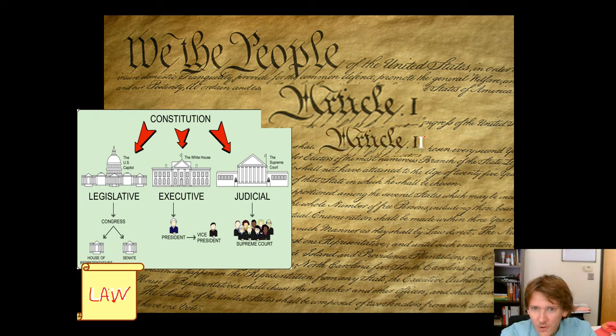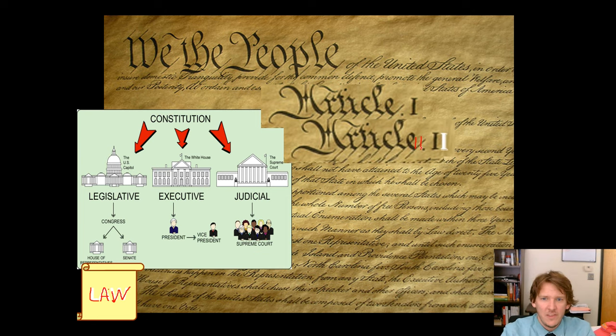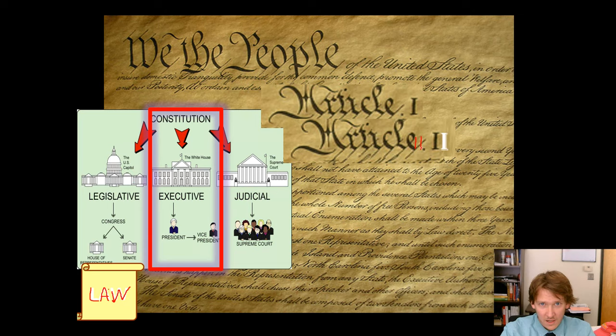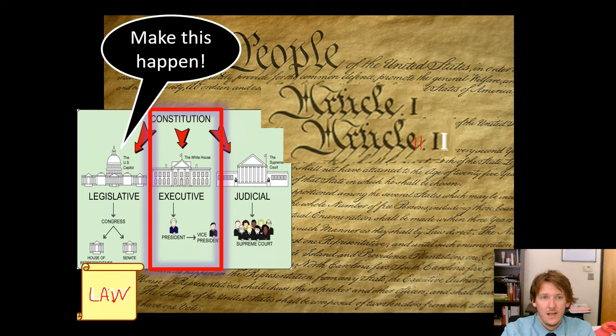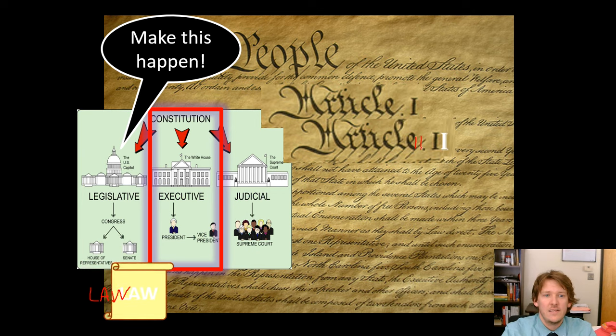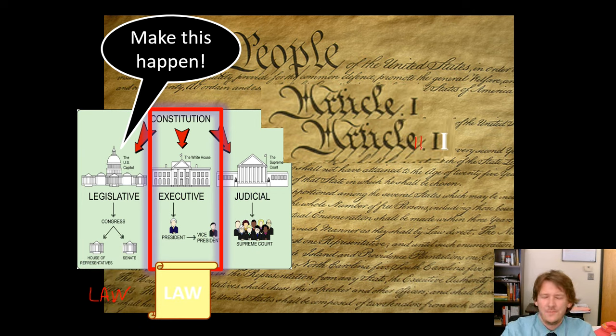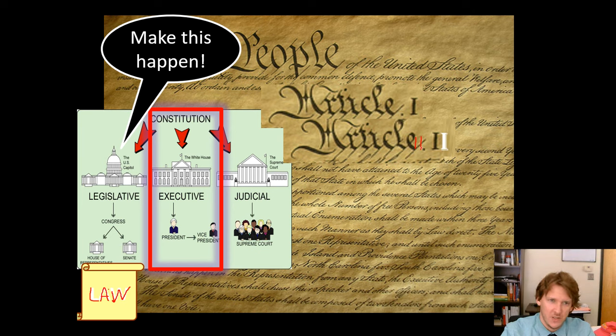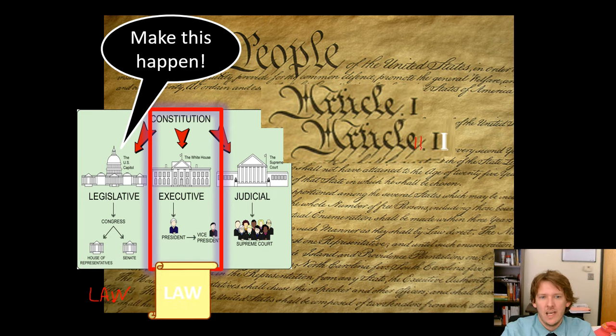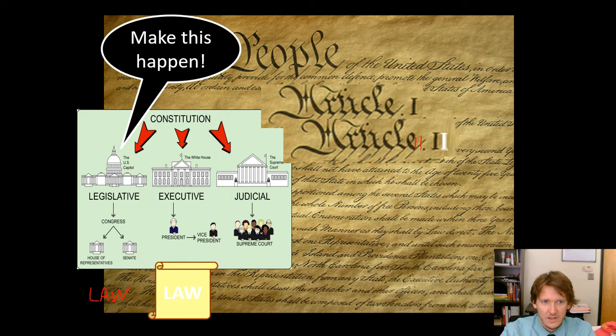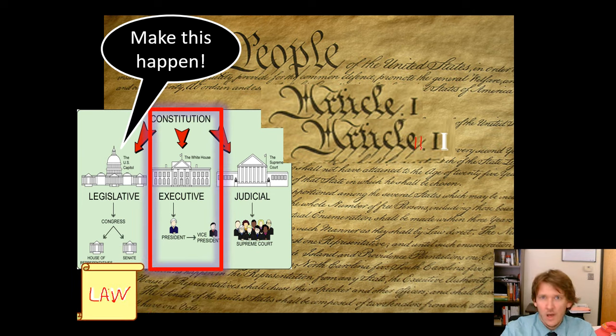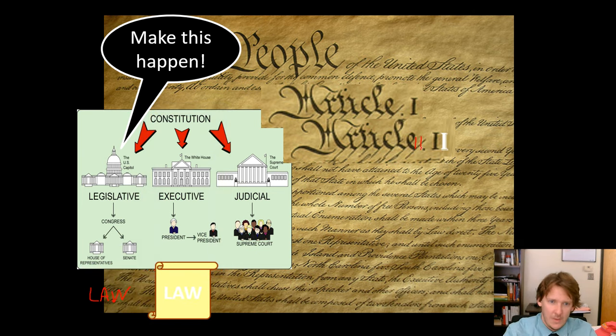Article 2 describes and explains everything we need to know about the executive branch. The legislative branch writes the law and then tells the executive branch, make it happen. Bring this law to life. The legislative branch writes the law, but just because it's written down doesn't mean it's going to do anything. So then it's up to the executive branch to make it happen.